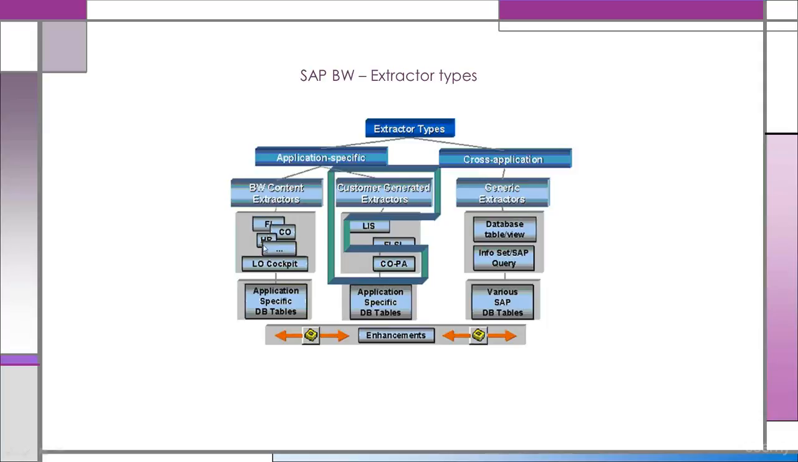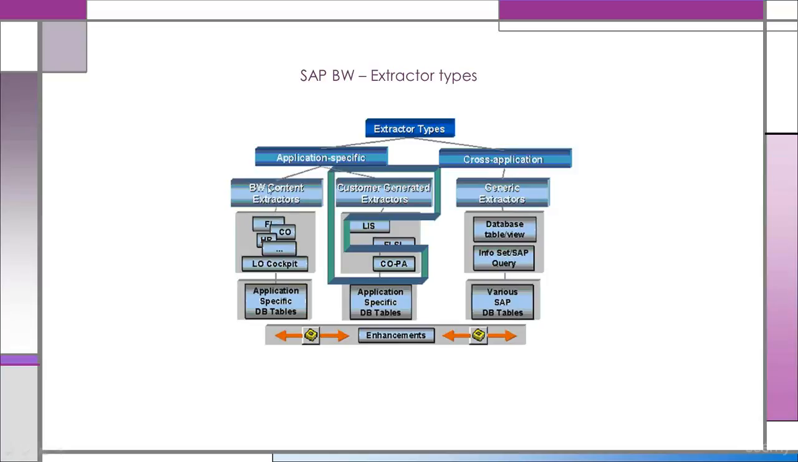All these extractors have the data and the fields from the database table. Typically what happens is when somebody creates a document in SAP ECC, it's stored in the database table, and from the database table it's pulled into the extractor. And we activate this extractor.